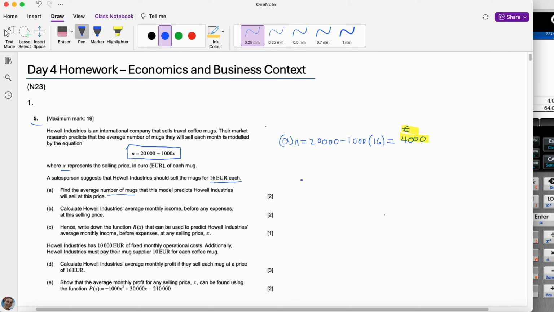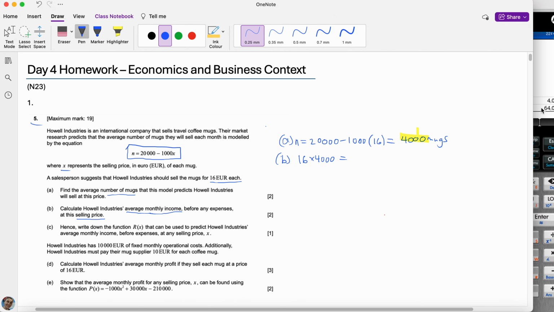All right, good. So yeah, this is not euro. We would sell 4,000 mugs. Okay, calculate Howell's average monthly income before any expenses at the selling price. Average monthly income, that's basically your revenue function, right? Just think about how much they would bring in. What would be your revenue? Well, you would be charging 16 euro and then you would sell 4,000 mugs.